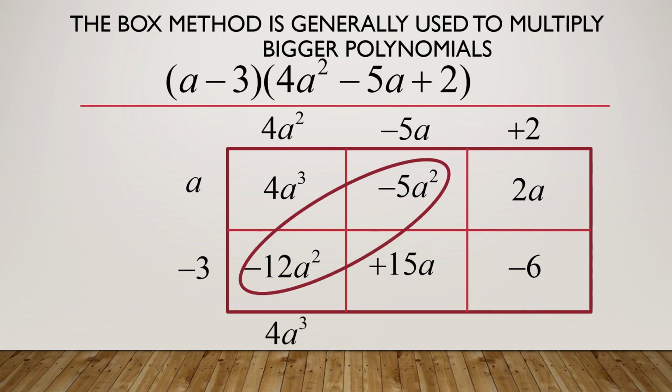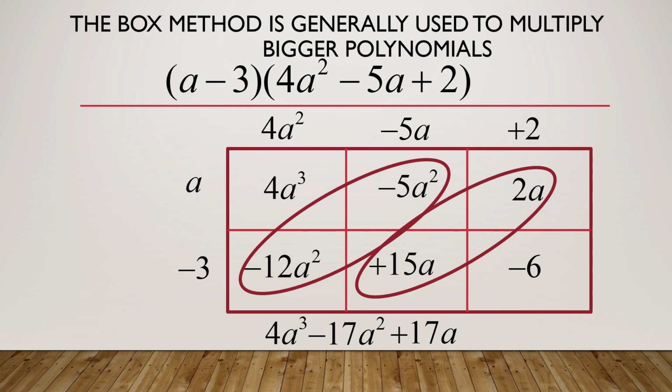But now I have two a squareds, right? They fall on this diagonal. So again, I'm combining like terms, so I'm going to add the coefficients but keep the exponent the same. And I have also 2 terms that have a's in them. So I'll add the coefficients, keep the exponent the same, and then I just have the negative 6. So go ahead and see if you can work through this on your own.